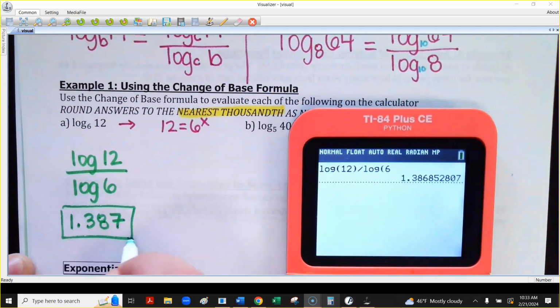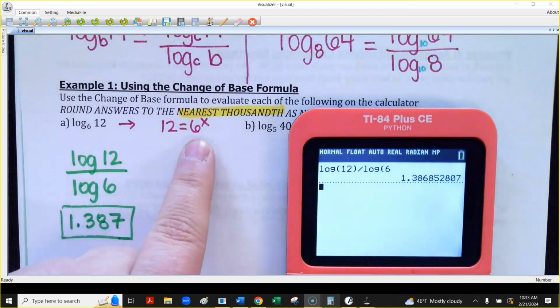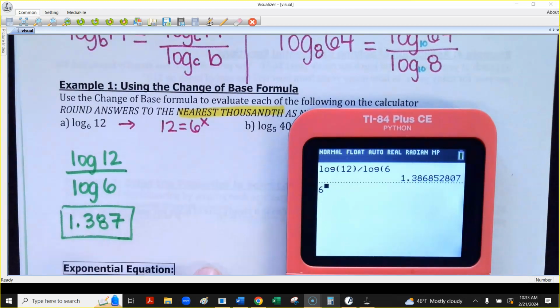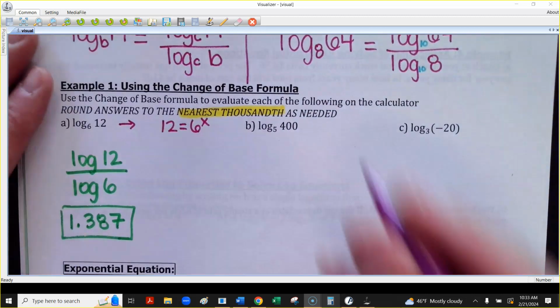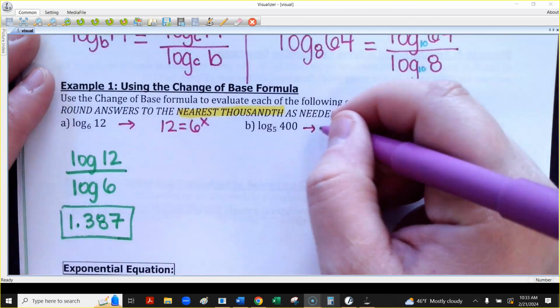Now, just to show you, and it's going to be a little bit off because I rounded it, right? I didn't do the whole number. But if I do 6 to this power, this 1.387, just to check my answer there, it should be super close to 12. It's a little bit off because I rounded it, but that's what you're doing there when you answer that question.